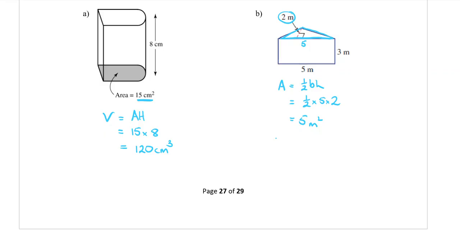Then, now that we know the area, we can find the volume by doing V equals AH, which is the area of 5 times by the height of the prism. Now, the height is not always the vertical one. It's the one going away from your triangle, or perpendicular to your triangle there. So it will be the 3 meters. 5 times 3 is 15 meters cubed.